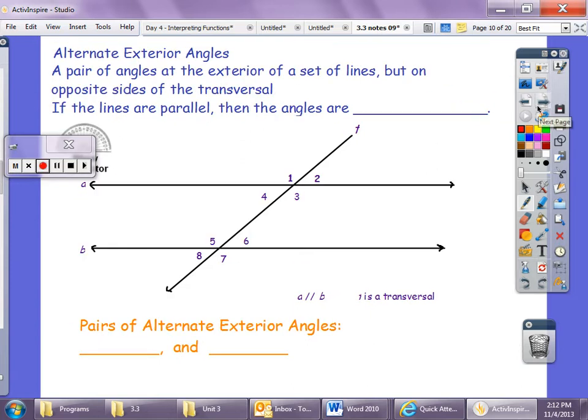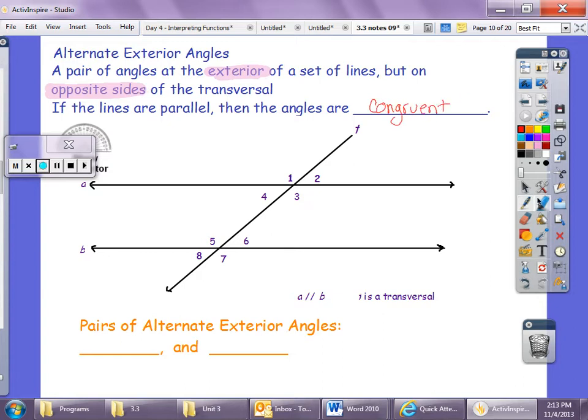Then we get to alternate exterior, a pair of angles at the exterior. So these ones are on the exterior of a set of lines, but on opposite sides of the transversal. So they're on opposite sides of the transversal, and these angles are congruent.